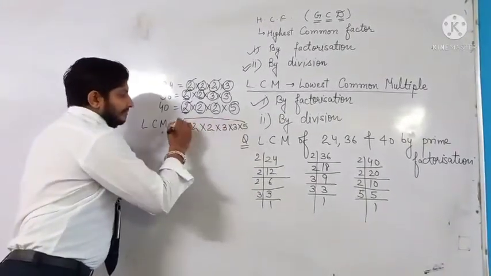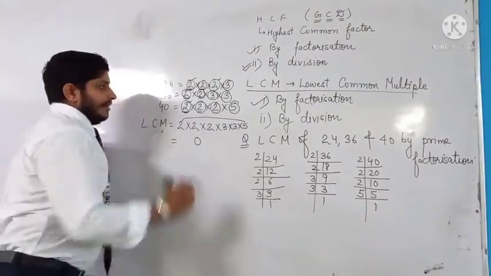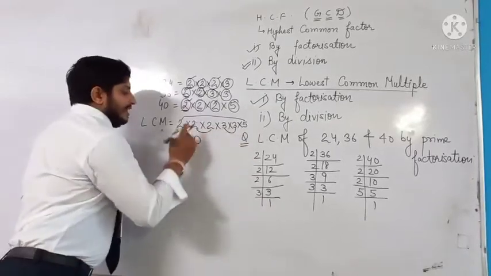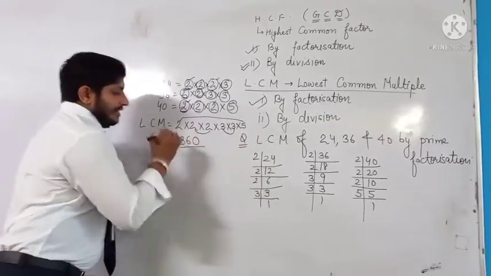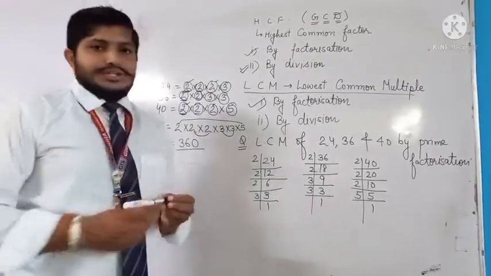5 times 2 is 10. For 10 write 0, no carry. Just 5 twos are 10. Then 2 to the 4. 3 3s are 9. And 4 9s are 36. So what is your LCM? I hope you understand. Your LCM is 360.